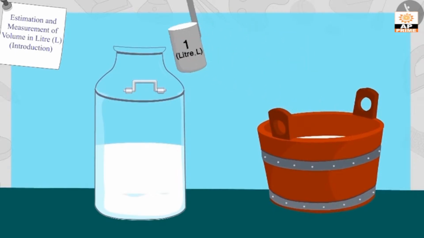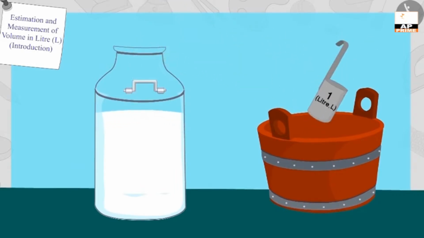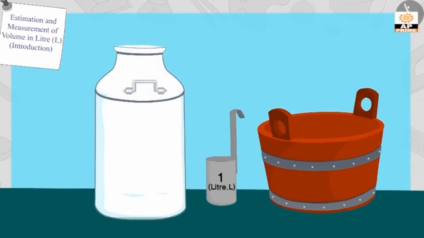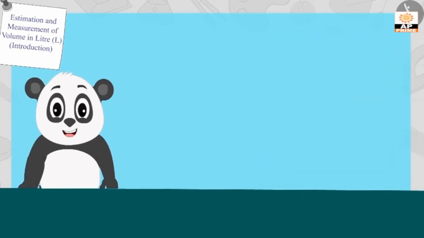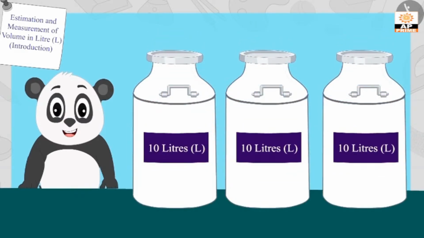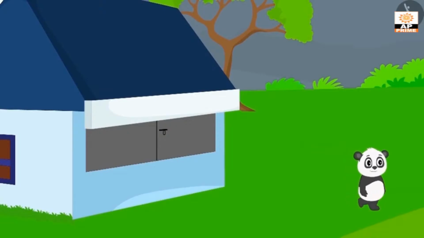After pouring 6, 7, 8, 9, and 10 liters of milk, the can was fully filled. Hence, the capacity of this can is 10 liters. Now, Golu put a 10-liter sticker on these cans and happily closed his shop and returned back home.